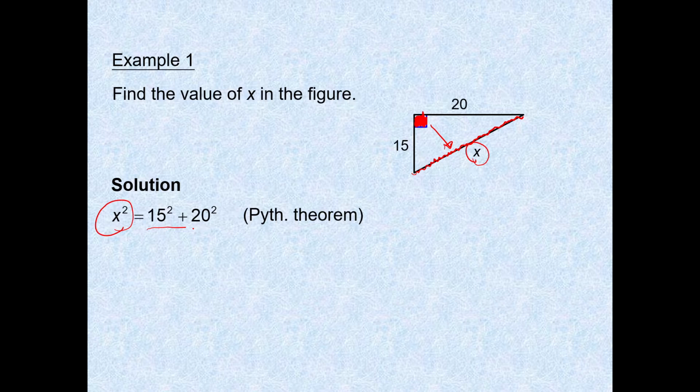So this is 15 square plus 20 square. This is our equation, together with the Pythagoras theorem. By solving the equation, we can find out the value of x. So how? We can see that we are finding x, not x squared. So we need to remove the square from the left hand side. Which sign can we use in order to cancel out the square?